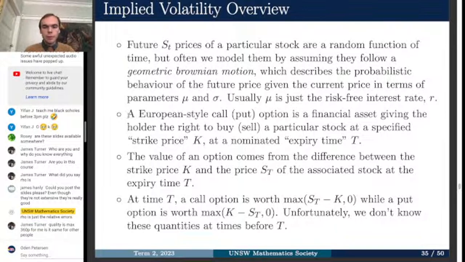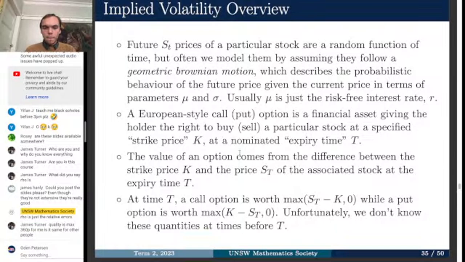So one example of a derivative asset is a European call option, which is basically a contract with a fixed strike price and a fixed expiry time. And it says that at the expiry time, if the person holding the asset wants to, they can buy the stock for a pre-nominated strike price K that might be different to the market price. And the reason it's an option is because you have the option to buy or not buy depending on what is more profitable for you.